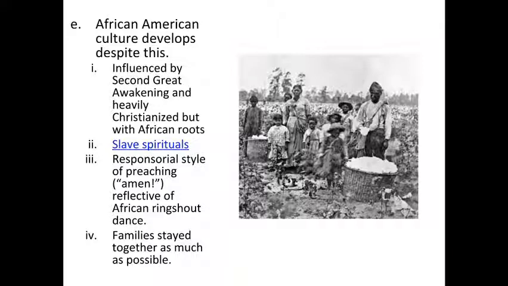Slave spirituals, so songs that were sung while they were working. Some of them had secret meanings, particularly during the Underground Railroad, but a lot of them really helped them to continue on and, again, develop ties to culture here in America, since their culture was cut off via the Middle Passage. Responsorial style of preaching, so again, the whole amen, praise dancing, was reflective of African ring shout dance. So a lot of it has very African roots and cultural roots. And families stayed together as much as they could, given the situation that they were in.